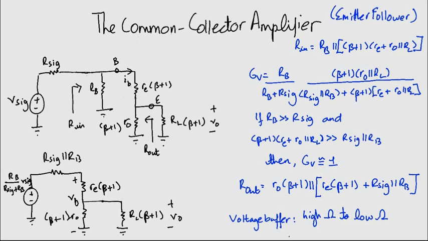Also note that we have not calculated AV here. Why? Because Gv is much more important. Its unity value, or I should say almost unity value, gives the amplifier the name emitter follower.